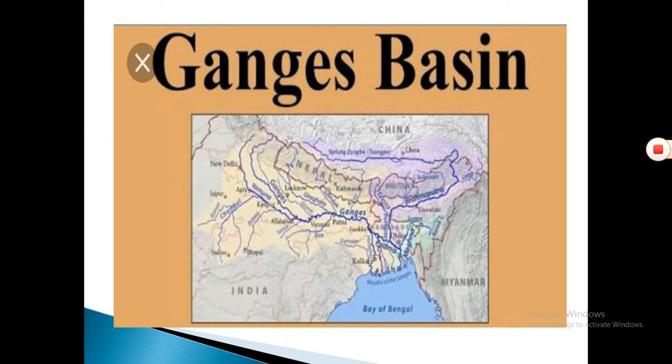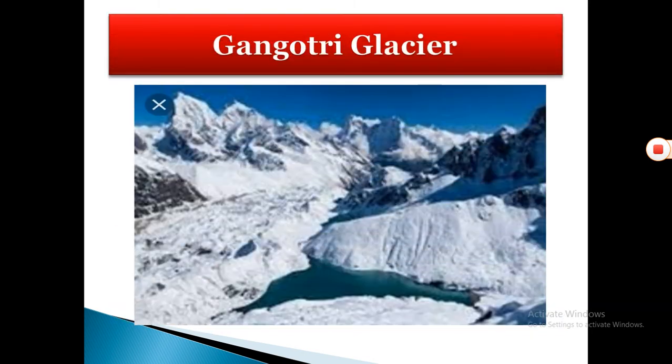Next is the Ganga Basin. The Ganga Basin lies to the east of the Satluj Basin. The Ganga and the Yamuna are the important rivers of this region. The Ganga originates from Gangotri, a glacier of the greater Himalayas, and the Yamuna originates from Yamunotri, another glacier near Gangotri.